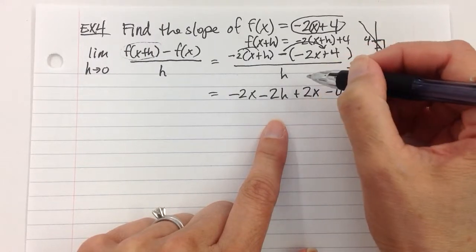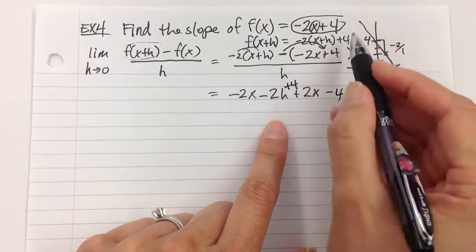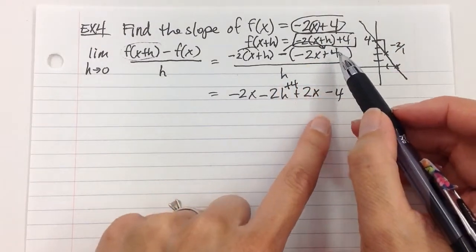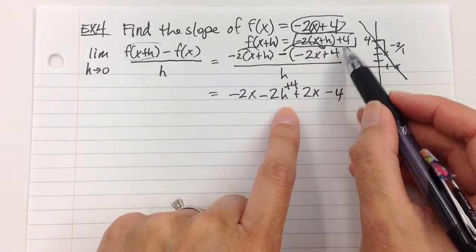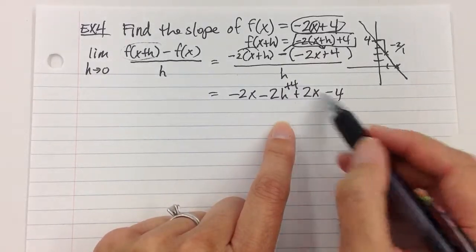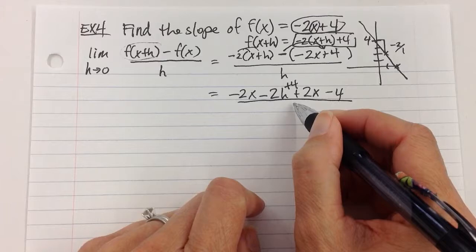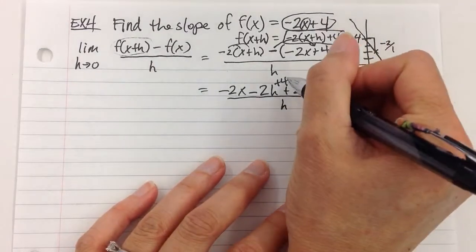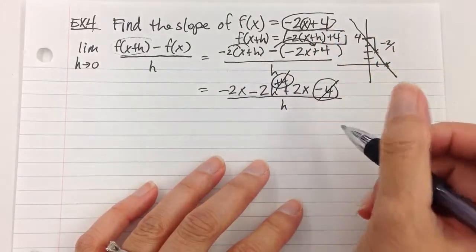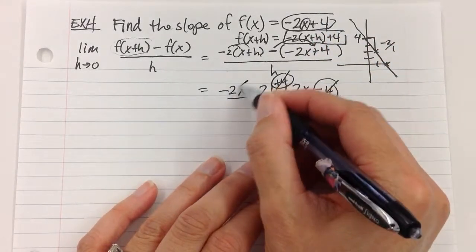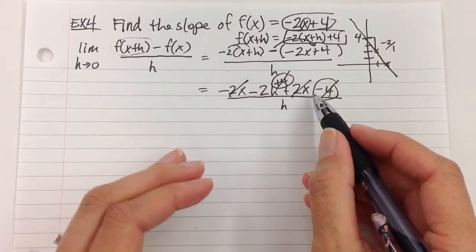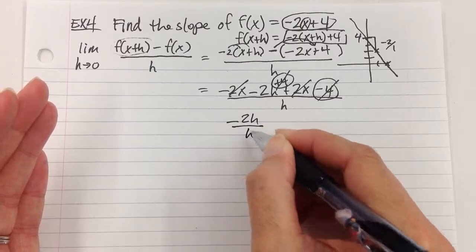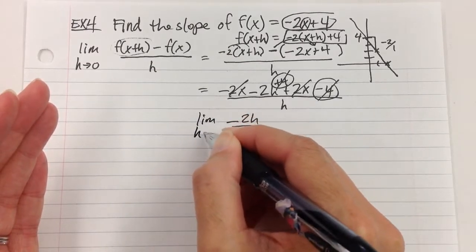There is supposed to be a +4 right here because there's a +4 in the equation. I forgot it, because I needed it to cancel with that -4 right there. So like I said, this +4 needs to cancel with something. It's that -4 right there. This 2x is going to cancel with that -2x. All we're left with is -2h over h as the limit as h approaches 0.